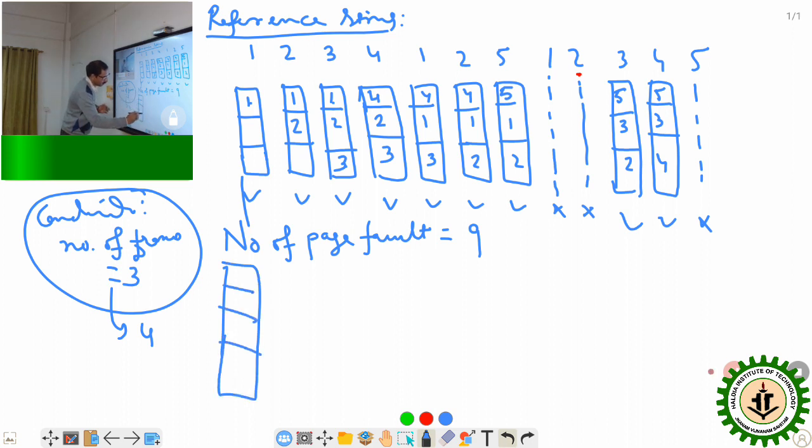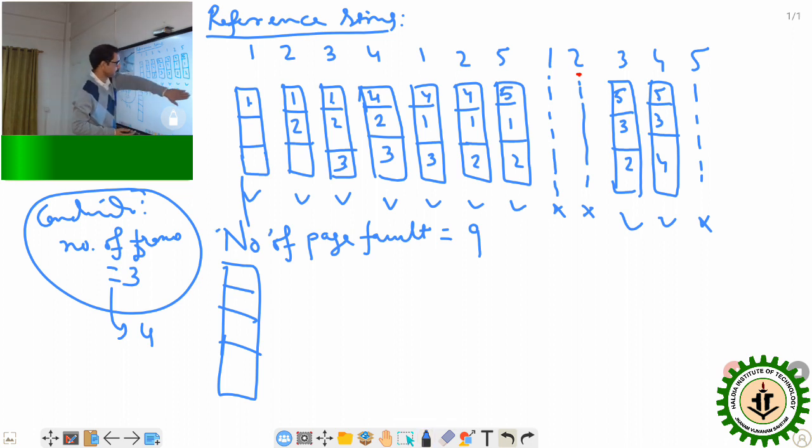1, 2, 3, number of frames 4. So if we increase the number of frames, if we allocate more memory, then the page faults reduce. This is our expectation, but this is not always true. In all cases it may be true, may not be true. Not in all cases is it true. Okay, so let us explain this same example. Let us illustrate that our assumption, our expectation, is not true.